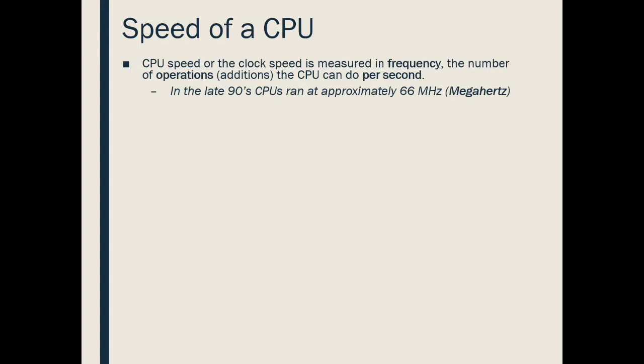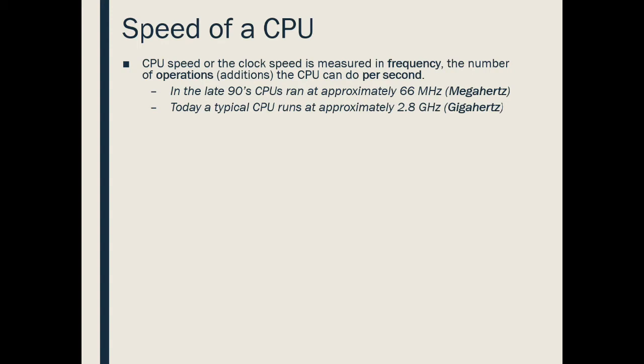In the 90s, when I was in high school, my CPU ran at approximately 66 megahertz. And that's if I pushed that awesome turbo button. If I didn't hit the turbo button, then it was running at 33 megahertz. Now you may say, well, so what? Well, today typically computers are running with a CPU speed of about 2.8 gigahertz.